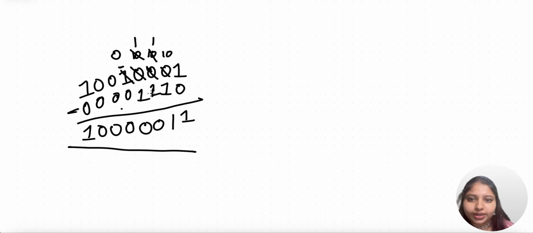Then we had 1 minus 1, which is 0. 1 minus 1 was also again 0. And then 0 minus 0 is 0, and so on, all zeros. And then 1 minus 0, we had 1. Got it? So hope it's clear. Alright. Thank you.